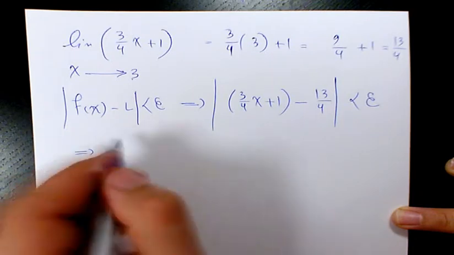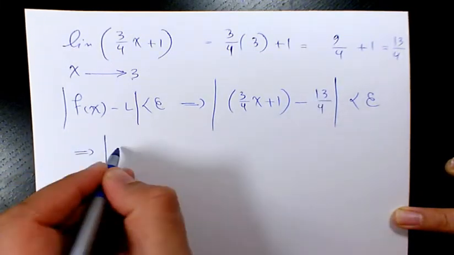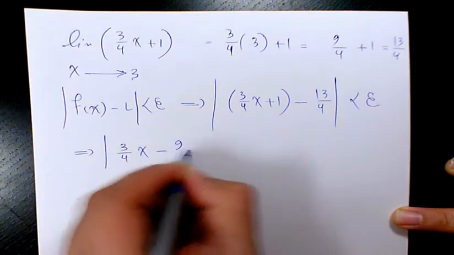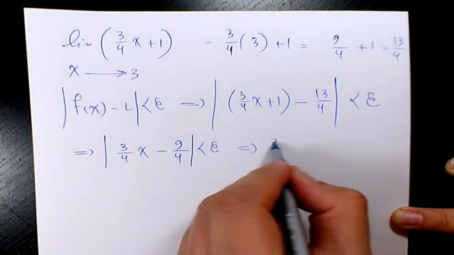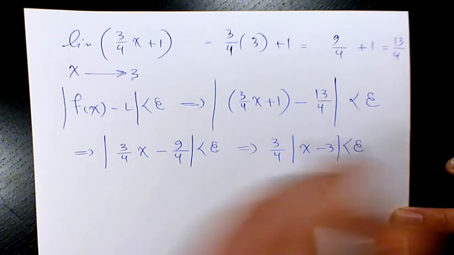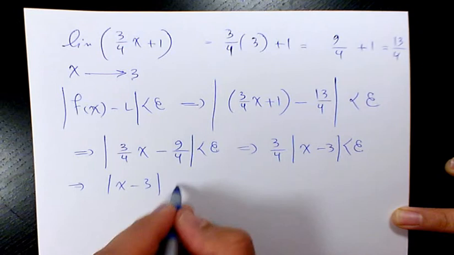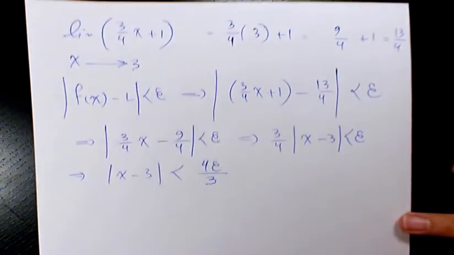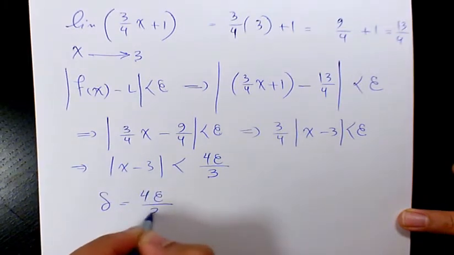Then 1 minus 13 over 4 is going to be 3 over 4x minus 9 over 4 less than epsilon. You take 3 over 4 out, x minus 3 less than epsilon. So x minus 3 is going to be 4 epsilon over 3. So delta is 4 epsilon over 3.